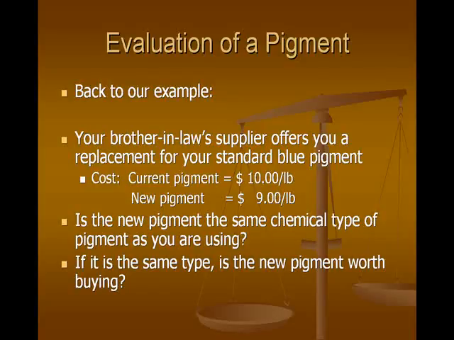Let's go back to our example. Your brother-in-law's supplier offers you a replacement for your standard blue pigment. The cost: you currently pay $10 a pound for your pigment. Your new supplier wants to charge you $9 a pound. He is saving you $1 a pound. The question is, is the new pigment the same chemical type as the pigment you are using? Because you can't change chemical types, or you'll end up having metamerism in your samples. And if it is the same type, is the new pigment worth buying? Is it worth it strength-wise compared to cost-wise?